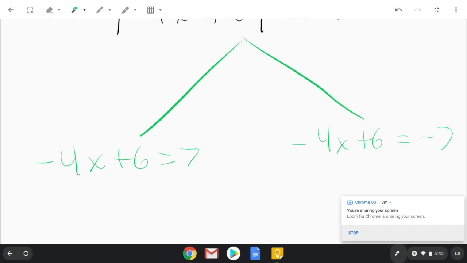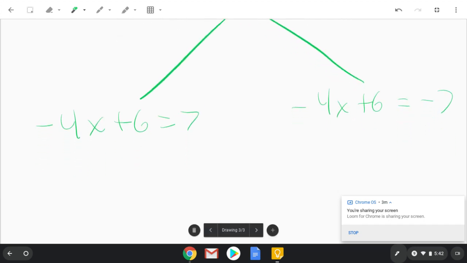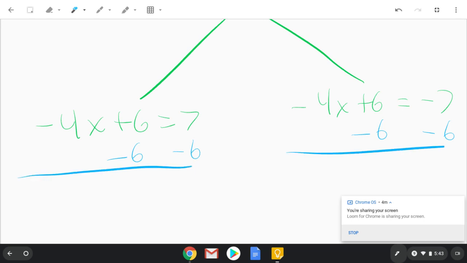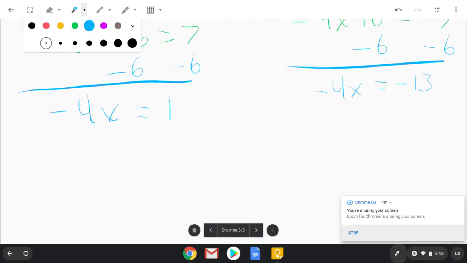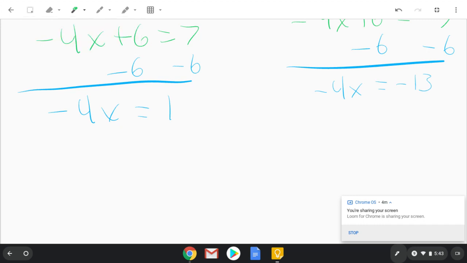All right. Subtract 6 from both sides. This will give us negative 4x equals positive 1 over here. Over here, it's going to give us negative 4x equals negative 13. And then we will divide both sides by negative 4.